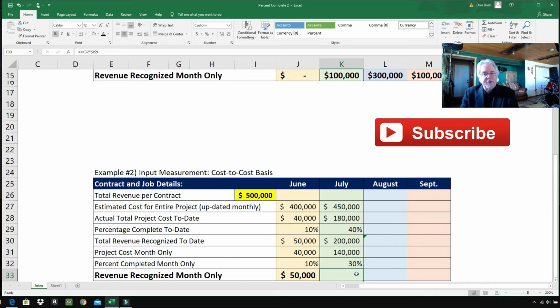And another way to figure it out is to take the total revenue to date minus the revenue claimed in the prior period. So there we go, $150,000.